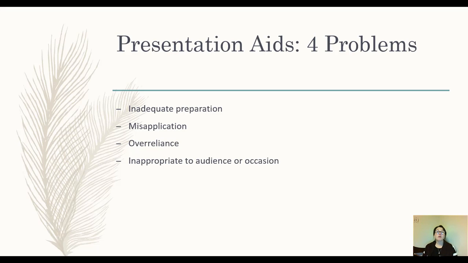Sometimes people use the wrong type of presentation aid for your audience or for the occasion of their speech. We'll often over rely on it. So we'll read from the PowerPoint, we'll stare at the screen behind us too often. And so sometimes we need to make sure we're using our voice and our words rather than the things that are on the slides. And then if it's not appropriate for the occasion or your audience, that could be another problem.